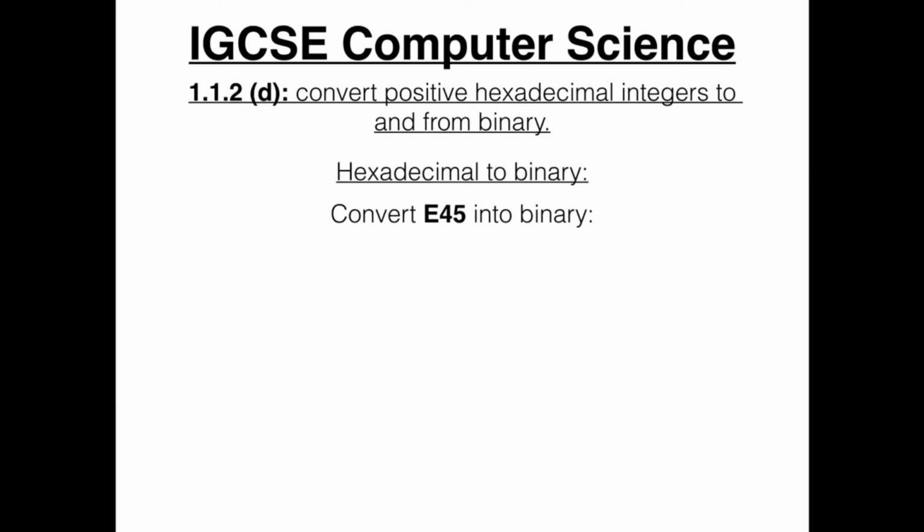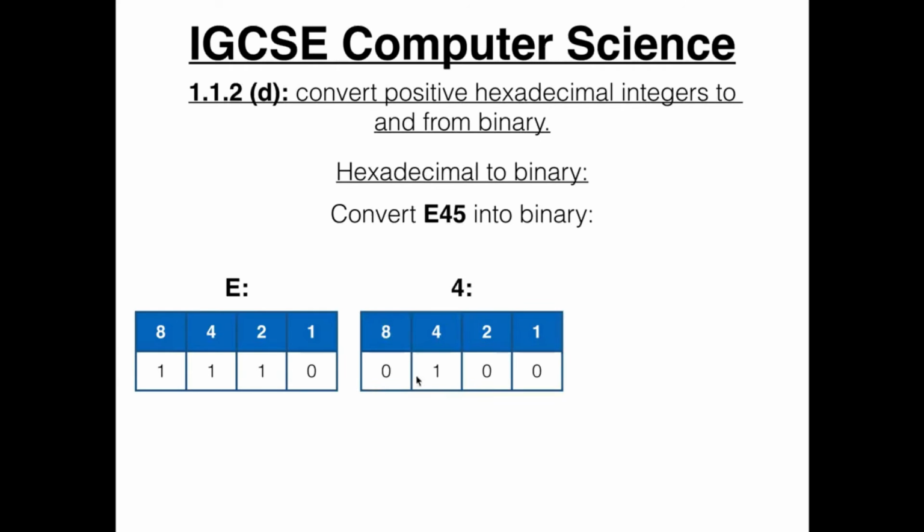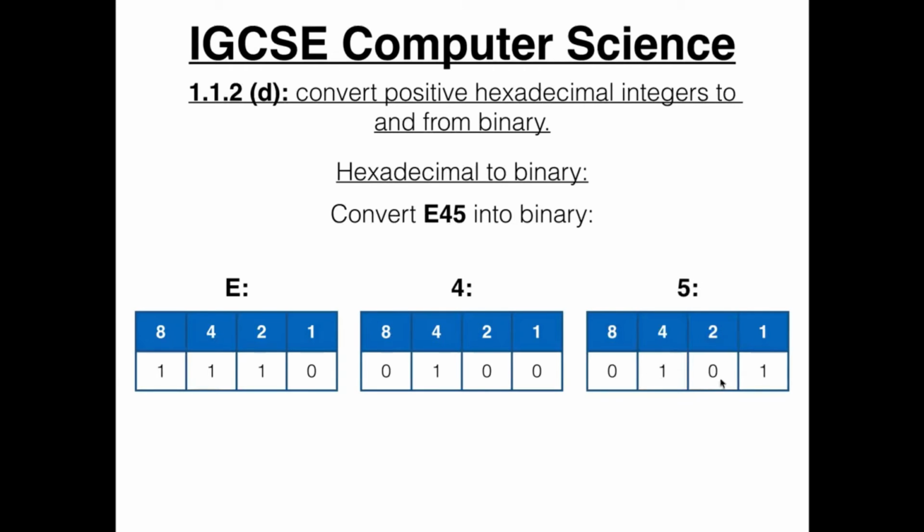So E45 to binary. So we have E. Of course, E is 14. 8 plus 4 plus 2 is 14. Let's check that. Yeah, it is 14. 4 is 4. And 5 is 5. Of course, 4 plus 1 makes 5. So therefore, the number is that. I'm not going to read it all, but you get the point, hopefully.